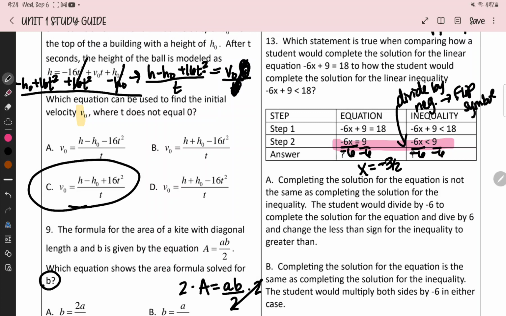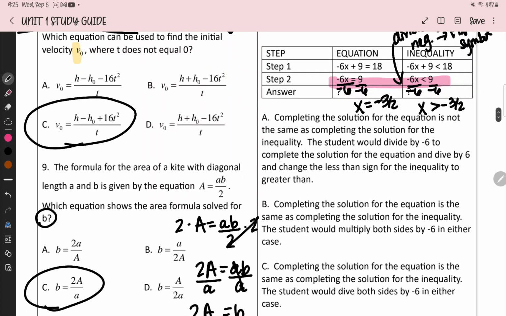So the less than is now going to become greater than. The answer would now be x is greater than negative 3/2. What matches that is we know we're going to divide by negative 6 and less than becomes greater than. So that's A here.